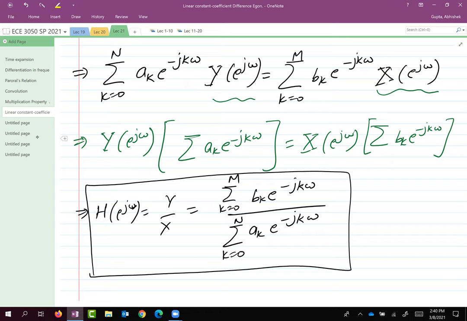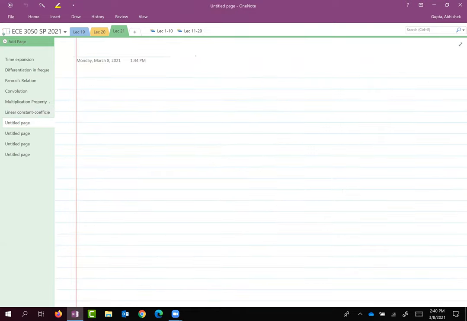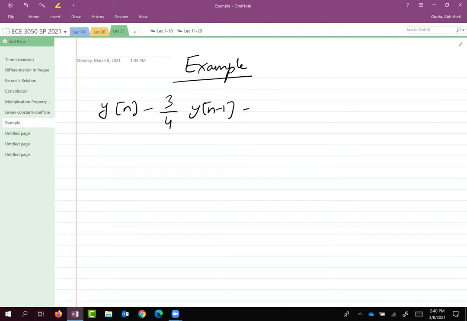Any questions so far before we proceed to an example? Okay. Let's look at an example, and that will end the class. So y[n] minus 3/4 y[n minus 1]... This is my difference equation. Constant coefficient, linear difference equation.